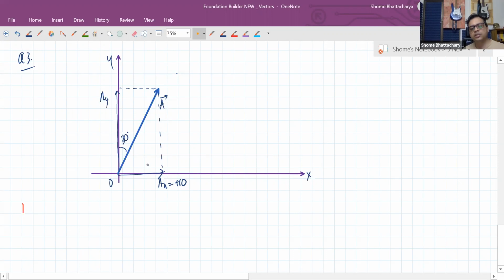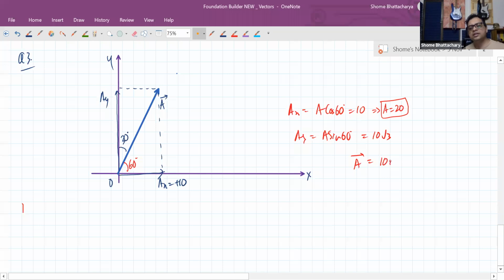We can find out how much Ay is. So we can see that now this angle is 60 degrees. So Ax, which is A cos 60, is 10. So that means magnitude of A is 20. Which also means that Ay, which is A sine 60, should become 10 root 3. So the vector A should be 10 i cap plus 10 root 3 j cap.